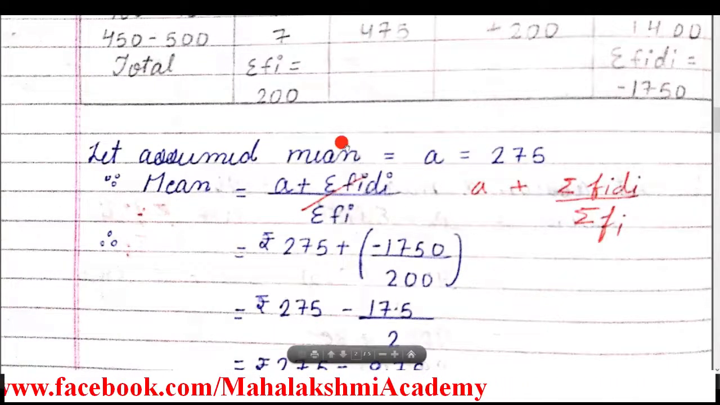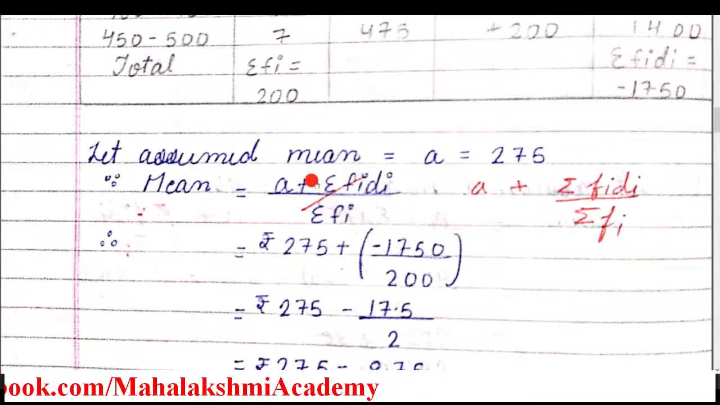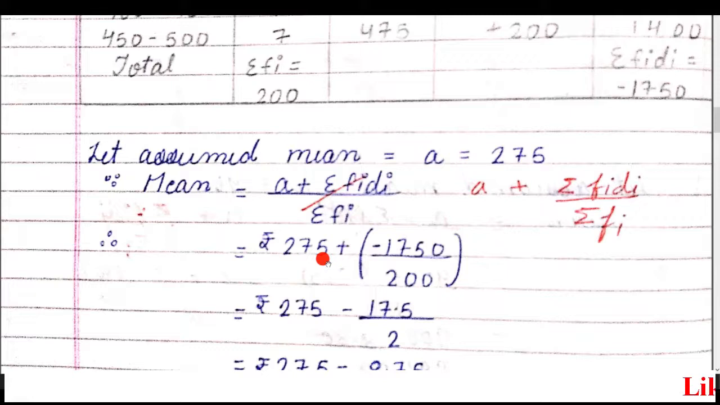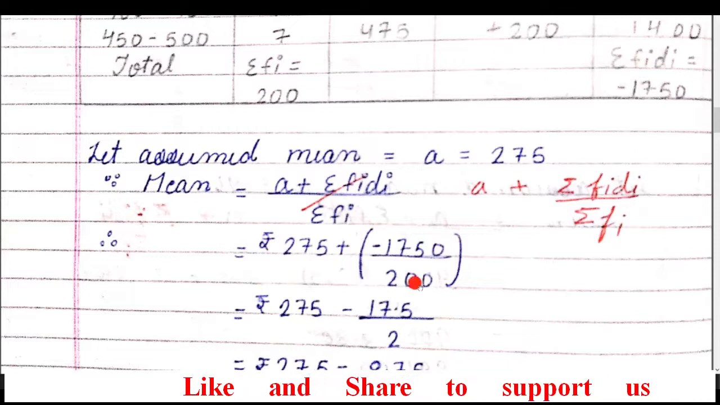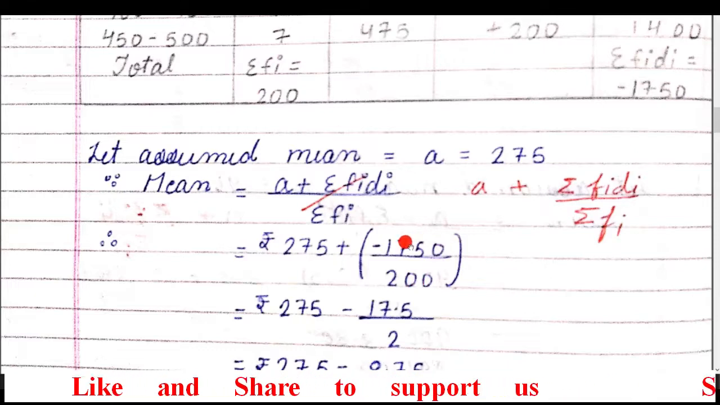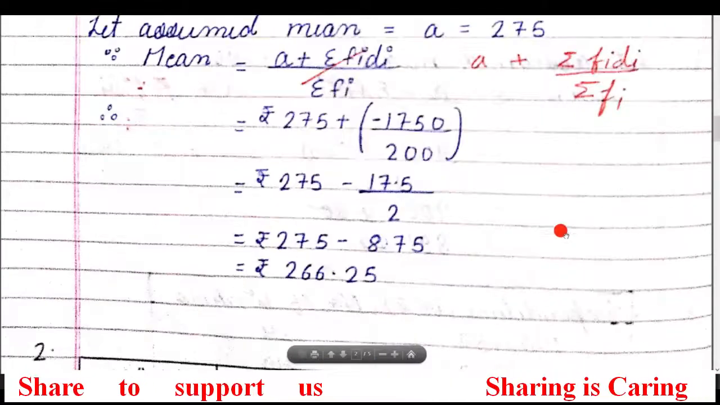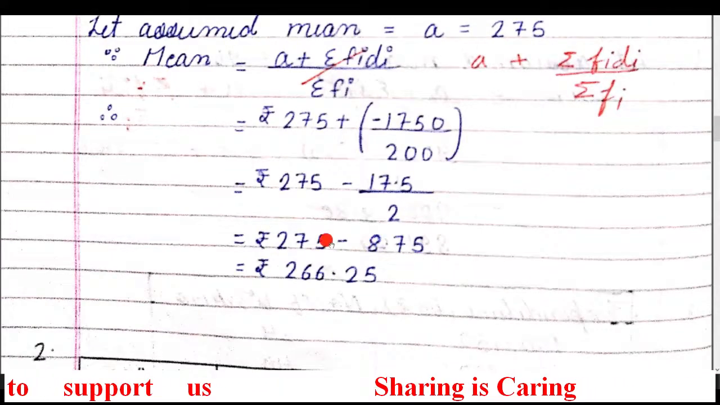The formula of this question: let the assumed mean be 275, as I mentioned in the table, and the mean formula is A plus sigma fi di upon sigma fi. Now put the values. Here A is 275, and the values of sigma fi di and sigma fi you will get from the table. I entered them here. Two zeros are here, so after two places from the back I put the point, that is 17.5, then divide them. That will give you the answer 8.75, and then subtract it.